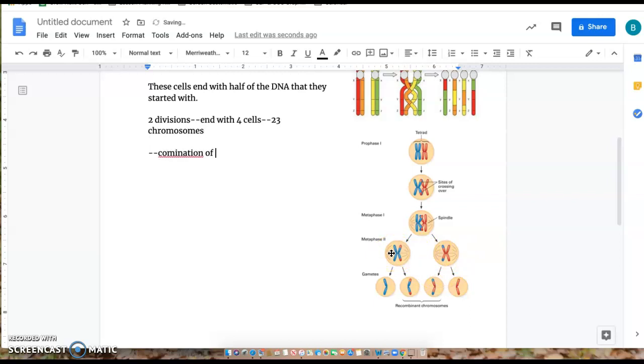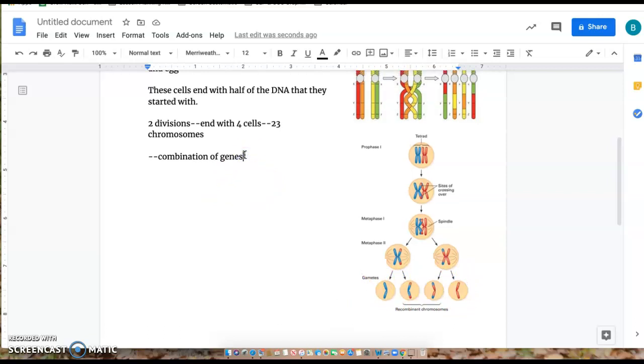of genes. Wow, I cannot spell today, guys. Combination of genes. And then we do another split, and basically we end up with 4 cells with half of the amount of DNA than we started with. So you can see these are full chromosomes, these X's. We end up with half of those in each cell.